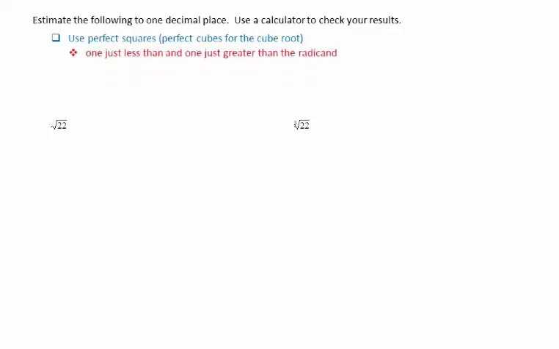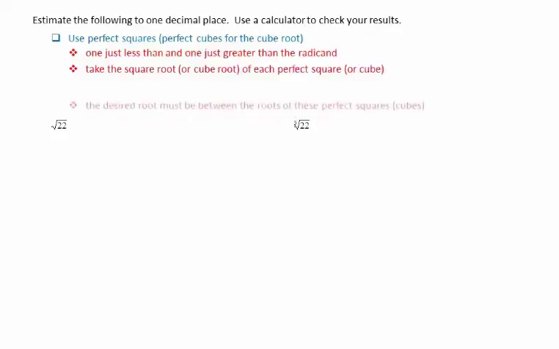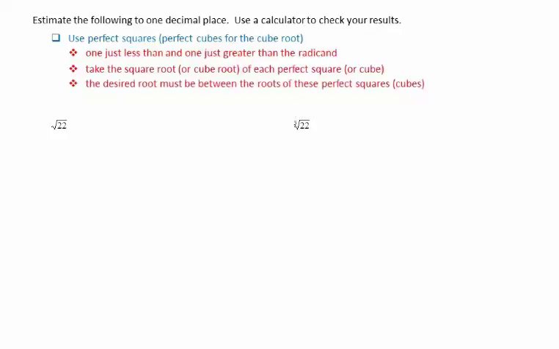Find one that is just less than and one that is just greater than the radicand. Take the square root, or cube root in the case of cubes, of each of these perfect squares or cubes. The desired root must then be between the roots of these perfect squares or cubes. Estimate based on how close the radicand is to the perfect squares or the cubes.